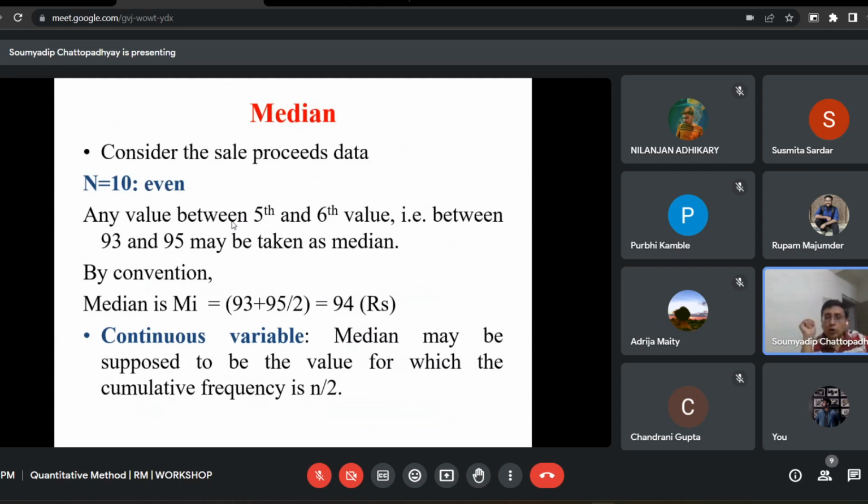And if your variable is continuous, then you have to calculate the frequency and the cumulative frequency, which I have just shown to you in some of my previous tables, and there you have to find out the value corresponding to which the cumulative frequency is n by 2. Okay, this is how generally the median is calculated in the context of a continuous variable.